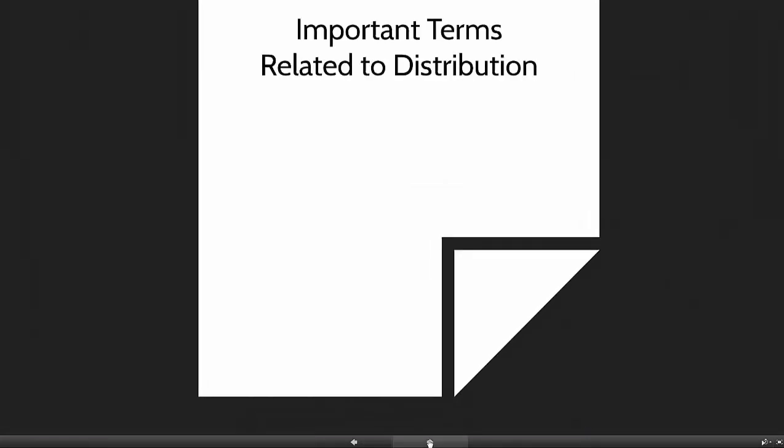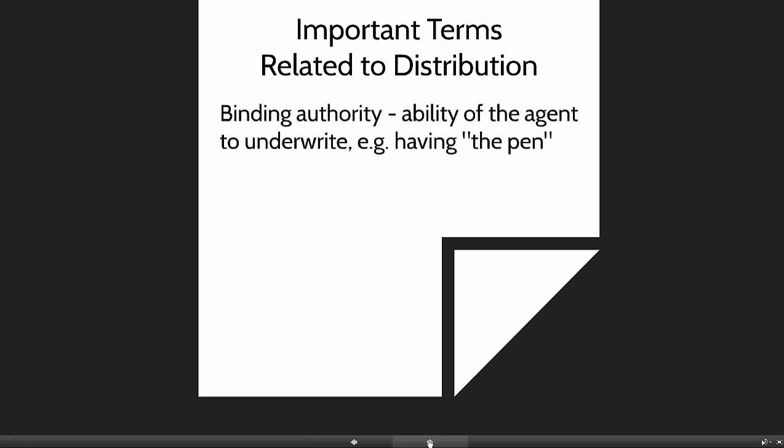Now I want to discuss some important terms related to distribution before we look at the parties that are involved in the distribution system. The first, and a really important term, is binding authority. This is the ability of the agent to underwrite, where underwrite means to bind the company to a risk, or in other words, to actually issue the policy on behalf of the company. And it might also help to think of it in terms of binding the company to a risk. And in common terms, it's known as having the pen for the insurance agent.